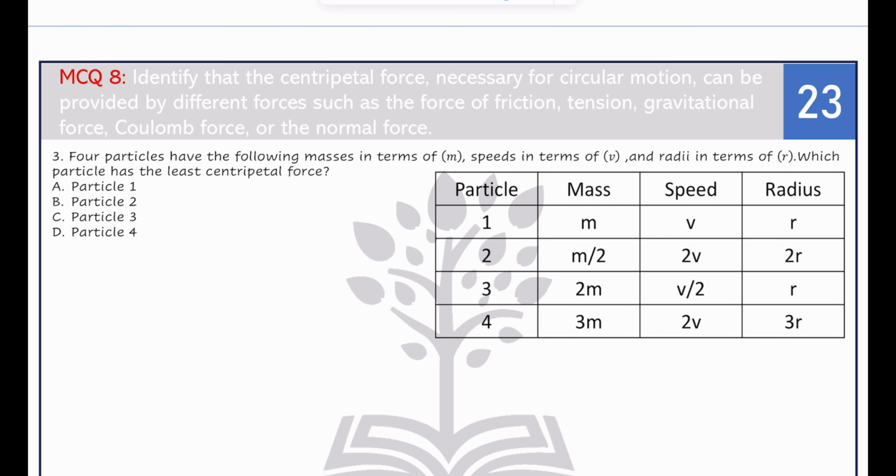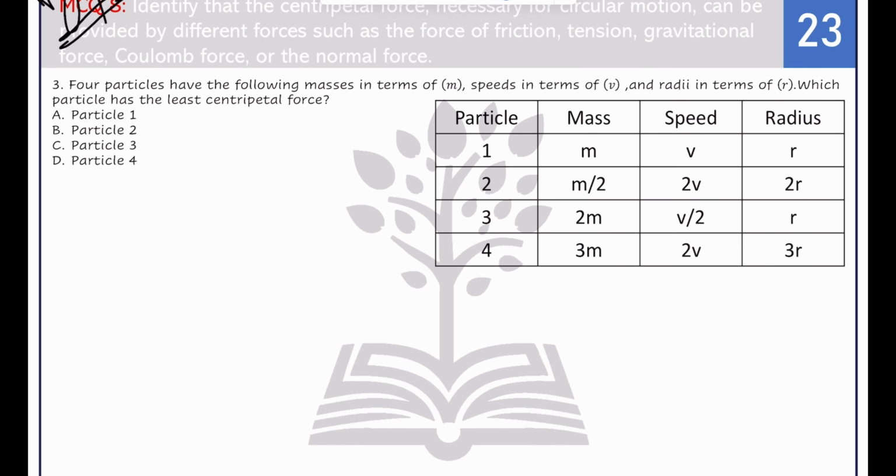Okay, now move to the next question. This one is very, very important, and what I understand, this question will definitely come in your exam. Okay, now focus. Four particles have masses in terms of m, speed in terms of v, radii in terms of r. Which of the following has the least centripetal force? They can ask you the maximum also, the greatest centripetal force, or the least centripetal force. We need to solve all the 4 cases.